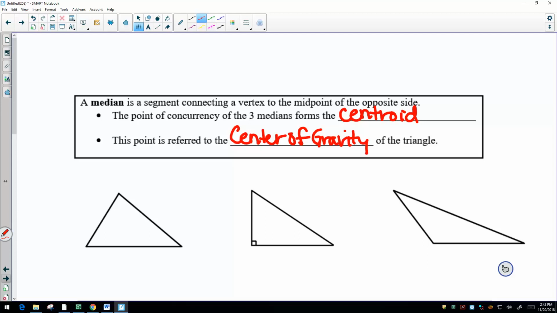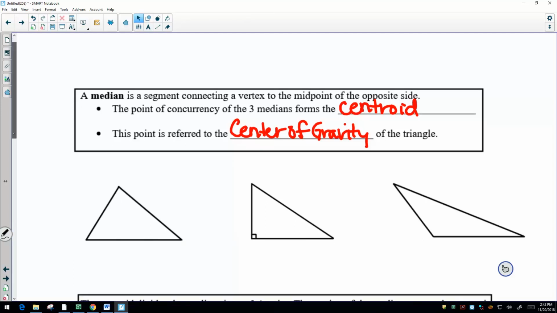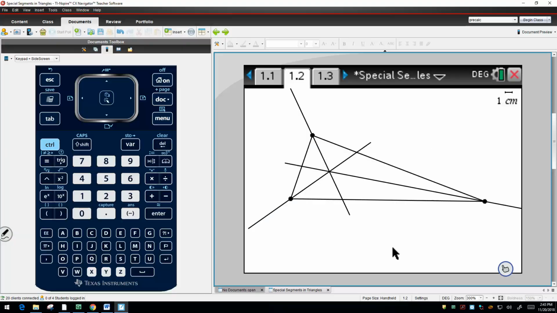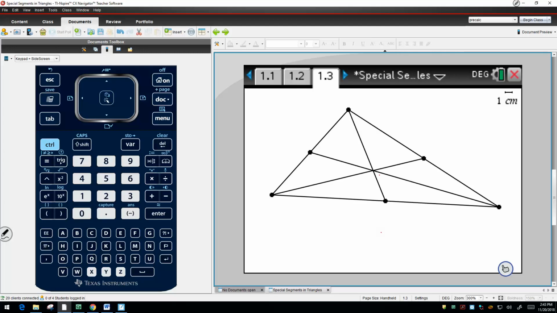Okay, so if we found that centroid, that point where all the medians intersect, that would be the center of gravity of the triangle, and if we tried to move the triangle around, that would be the balance point. Again, I'm going to pull up some pictures. We're going to take a look at what happens when we move the medians around. So again, for the medians, the segments are going from a vertex to the opposite side at its midpoint.